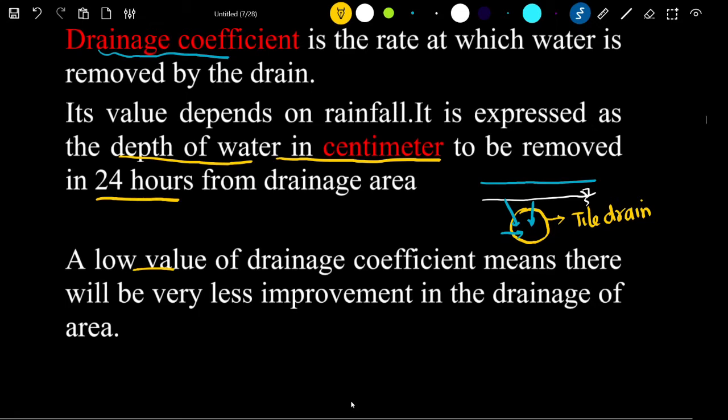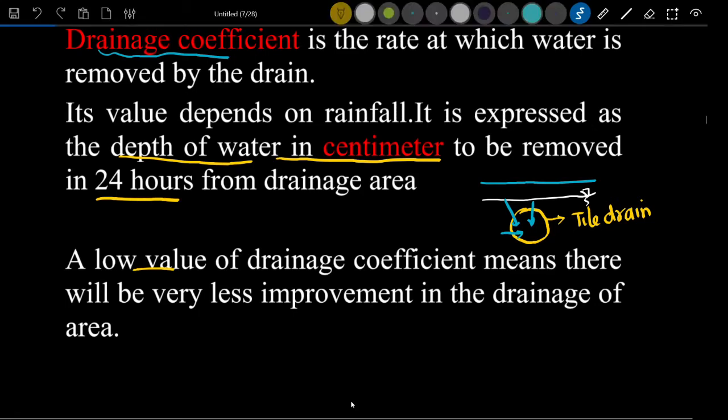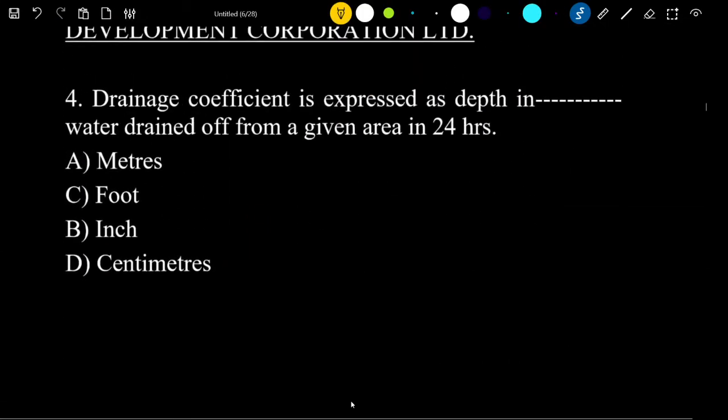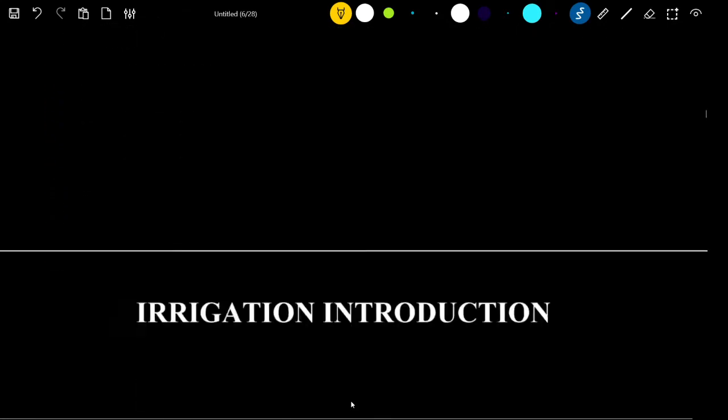If we get a drainage coefficient value and it is very low, it means providing a tile drain would be of little use. That is, the rate at which water is removed is very low, which means there is no beneficial use of providing this tile drain. So it is analyzed in such a way. So our answer is, the drainage coefficient is expressed as a depth in centimeters of water drained off from a given area in 24 hours.